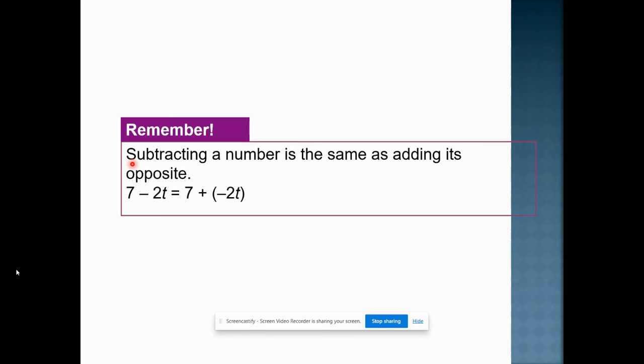Subtracting a number is the same as adding its opposite. So that means that we have here 7 plus 2t minus 2t equals 7 plus negative 2t. Here we have a positive 7 and a negative 2t, and here we also have a negative 2t. So technically these two operations are equal. They're just using the opposites.